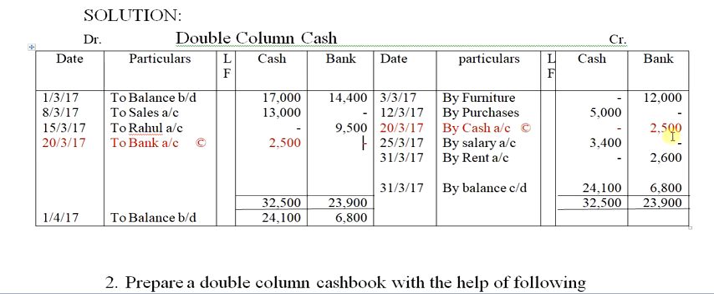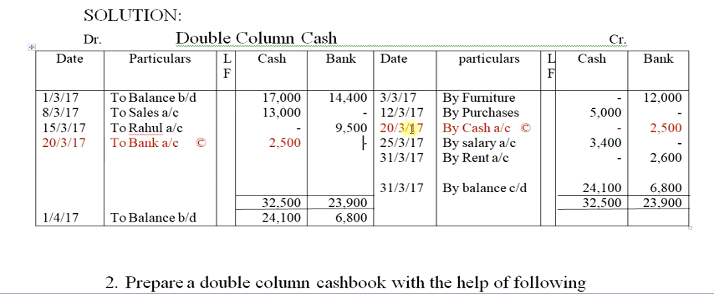So the bank balance decreases. What is decreasing here? At the same time, on the debit side, what is increasing? Our cash balance is increasing, 2,500. Where are we getting that cash? From the bank. So to bank account, contra entry, 2,500.